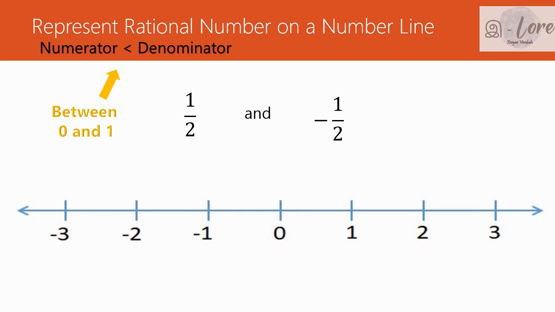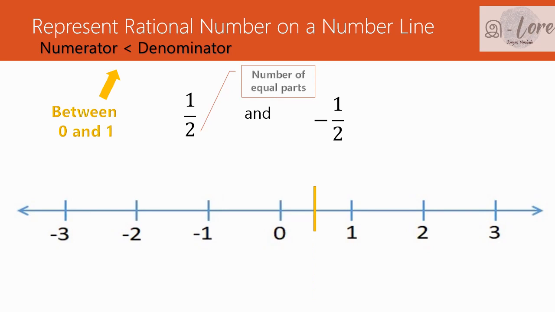Now we have to divide the number line between 0 and 1 into equal parts. How many equal parts do we have to divide it into? The denominator tells how many parts we have to divide it into. The denominator is 2, so we have to divide it into 2 equal parts. So now this region will be divided into 2 equal parts.